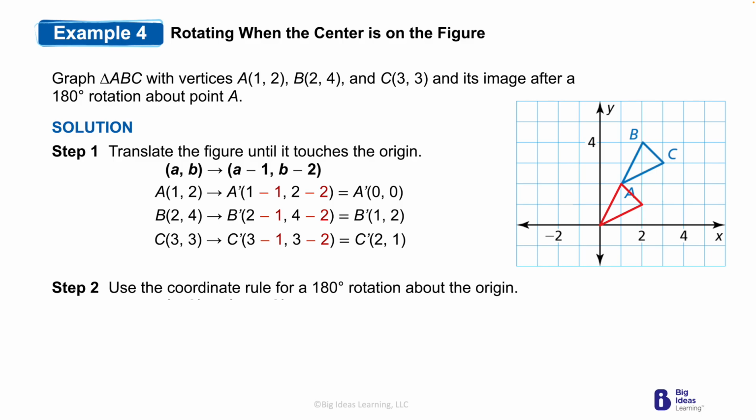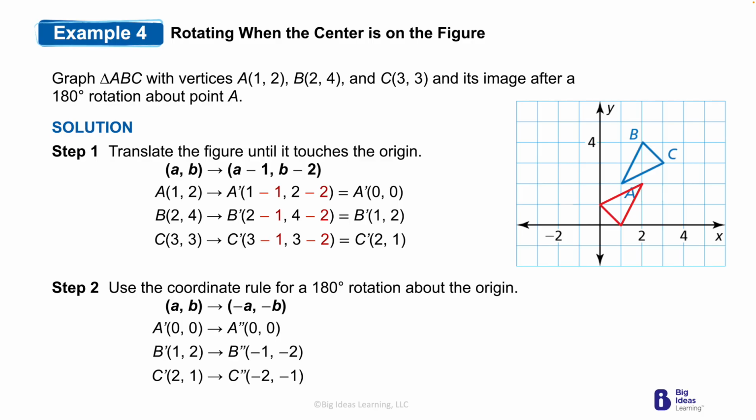So now, use your coordinate rule for 180 around the origin. So you want to spin it like that, basically. The rule is negative A, comma negative B. So just change both signs. So A prime is at 0, 0, and it would stay at 0, 0. B prime was at 1, 2, so now B double prime is negative 1, negative 2. And C prime is at 2, 1, so now it's negative 2, negative 1.